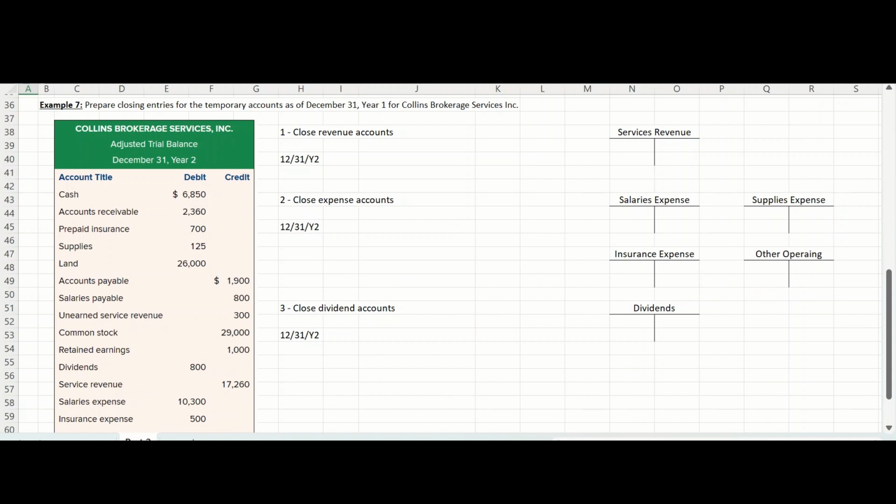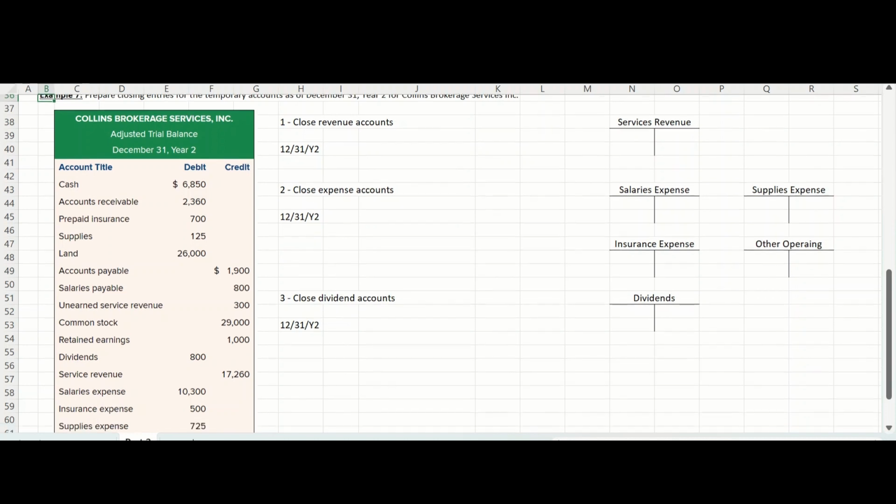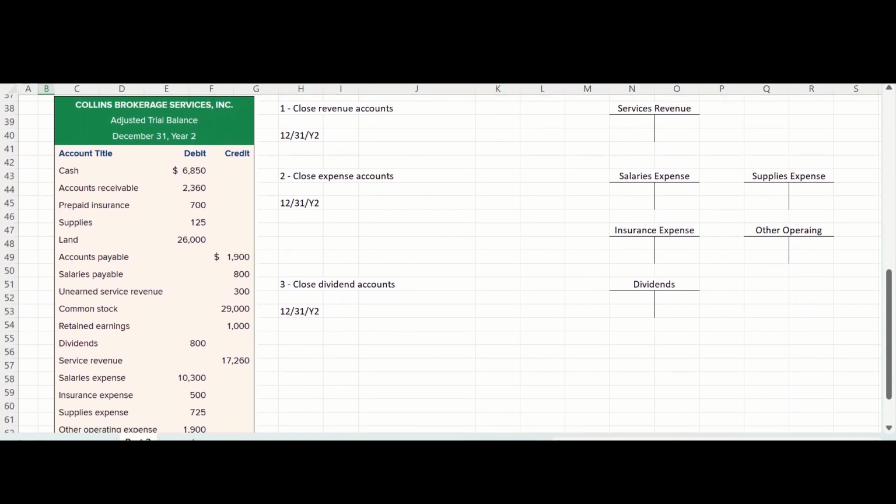So let's look here at an example. It says prepare the closing entries for the temporary accounts as of December 31st, year 2 for Collins Brokerage Services, Inc. Now, to the left, we have an adjusted trial balance. So that means that all the adjusting entries have been accounted for. So the first step is to determine our temporary accounts. We just decided that they are revenue, expenses, and dividends. So our first step, we'll close the revenue accounts.